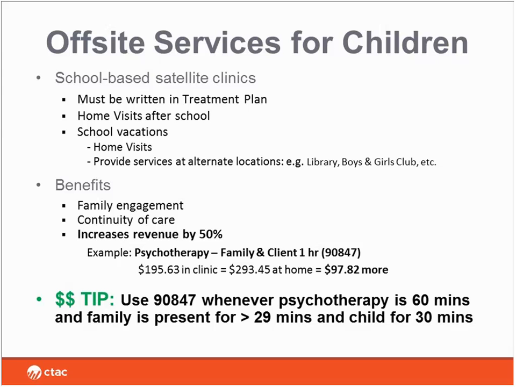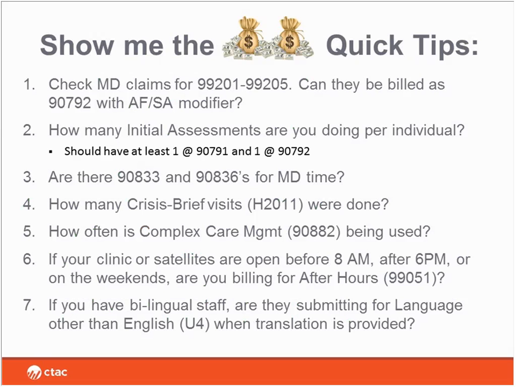So that's not only just for children's services, but that can also be for adults. If you're spending 60 minutes doing psychotherapy and the family is present for more than half of that, or about 29 minutes, it might even be less than 29, I believe I was told it could even be like 15 minutes, the family is present during that time and it's a 60-minute visit, use 90847. It pays a higher rate. It'll pay you about $60 more than a 45-minute psychotherapy visit.